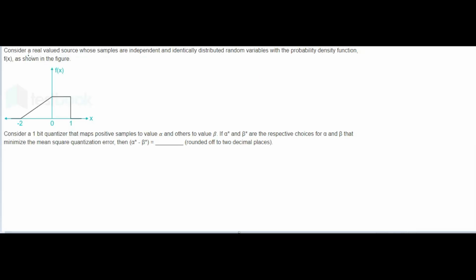So this question is somewhat different, no issues about this. Consider the real valued source. All the samples are independent and identically distributed random variables, with the PDF, probability density function, given as a graph. Listen to me. First I just write quantization.